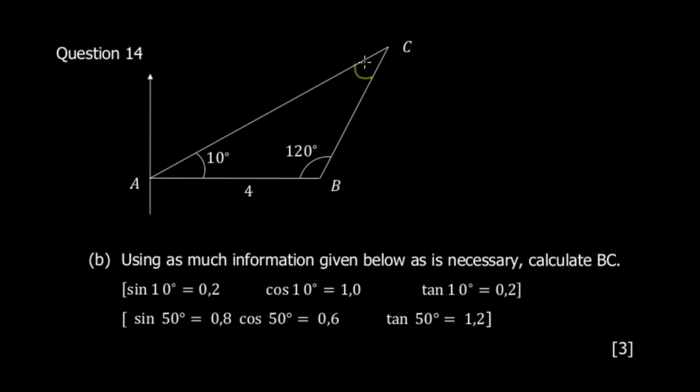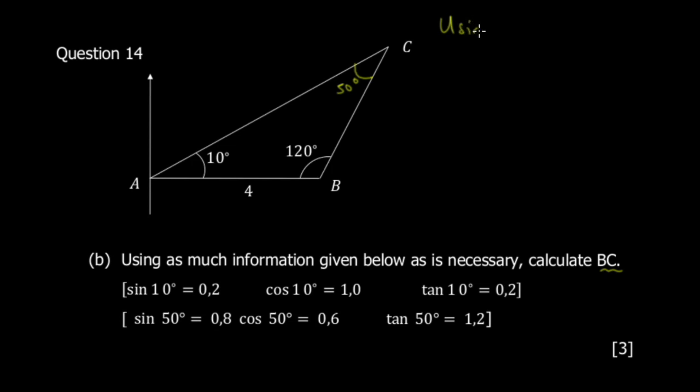But then the problem here is that we don't have the angle. So how do we get the angle? It's just a triangle. So 10 plus 120, you get 130. 130 from 180, you get 50 degrees. So once you get 50, now you have a side-angle pair. And what exactly do you want to calculate? You want to calculate BC.